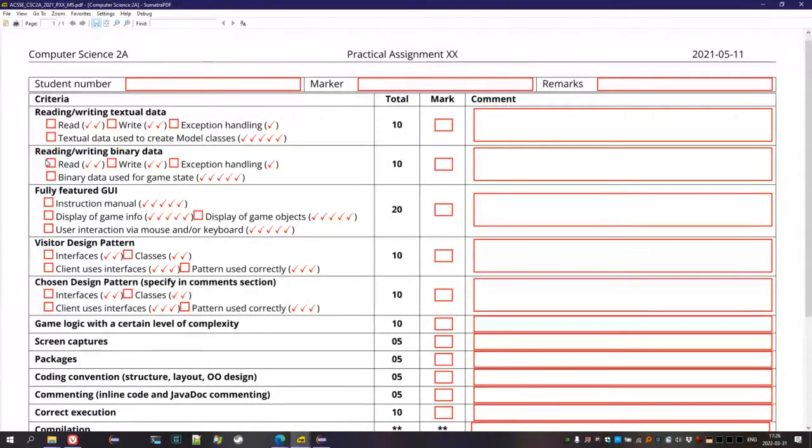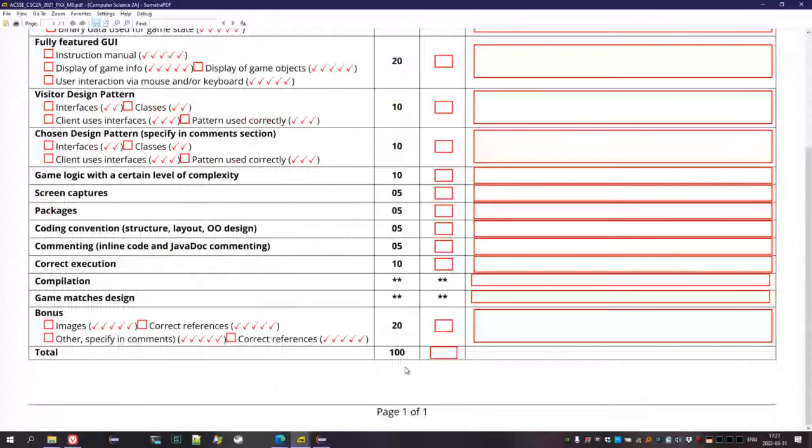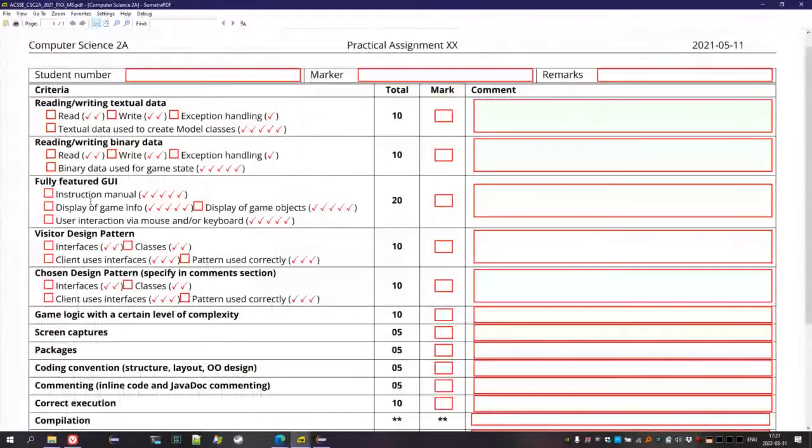We said that you have to use text files for doing something. We check that you do text files. You have to do binary files for something. We check that you do binary files. So obviously, if you don't do one of these things, you're going to lose 10 marks. And that is 10%, because that's what the final thing is out of.